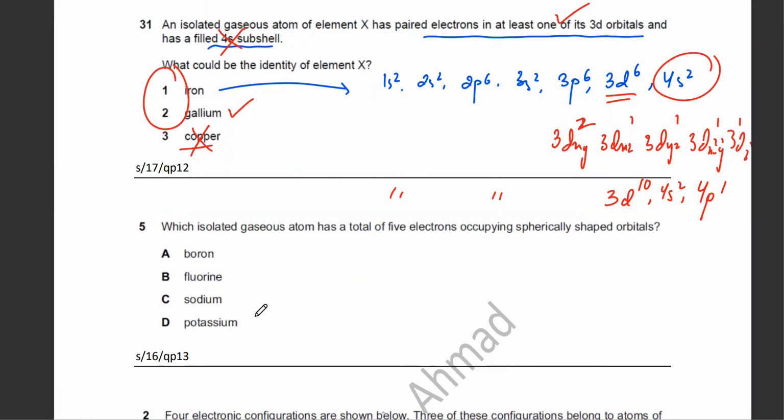Is this clear? Quick questions, any questions? Anyone?